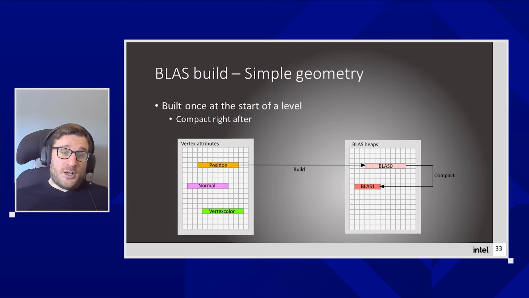DX12 Raytracing offers another option called compaction, which reduces the memory impact of the acceleration structure. We do it straight after the build at the beginning of the level so that we can save memory. It saves around 40% of memory, I think, on NVIDIA cards. Right, so this is very simple. Of course, we can do it at the beginning of the level.